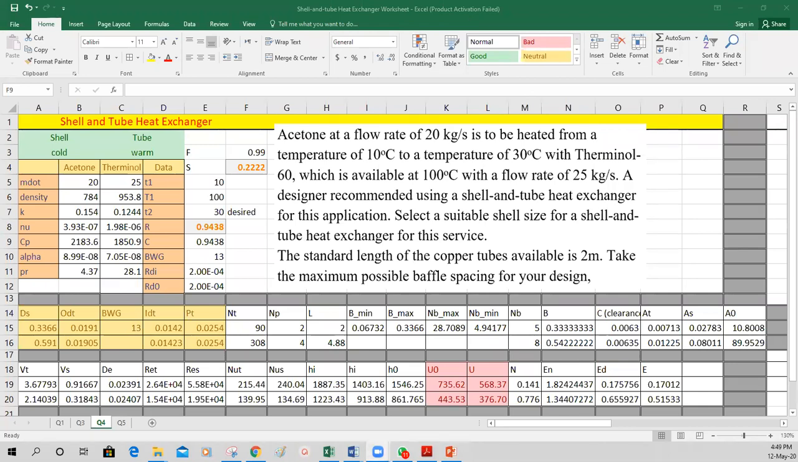For the shell side, Reynolds number is 5.576 × 10^4. Yes, power 4. Good, very good. Same.